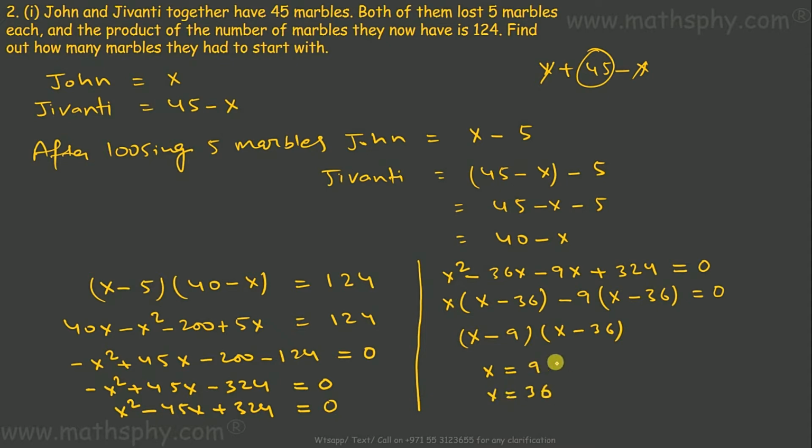So they started off with 9 and 36 marbles. John has 9, Jivanti has 36 marbles. If you put them together, 9 plus 36 gives you 45. If you take 5 off from each, this will be 4 and this will be 31. If you multiply 31 into 4, this gives you 124. After losing 5 marbles, the product of their marbles in hand was 124. So they started off with 9 marbles with John and 36 marbles with Jivanti. That's the answer. Okay.